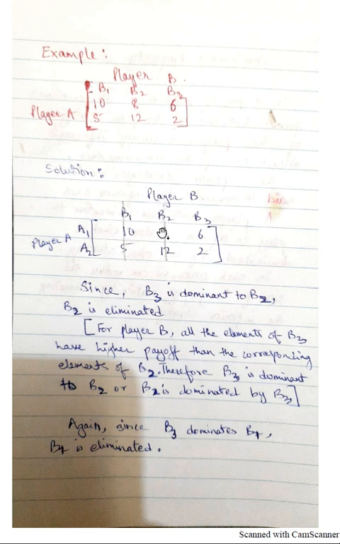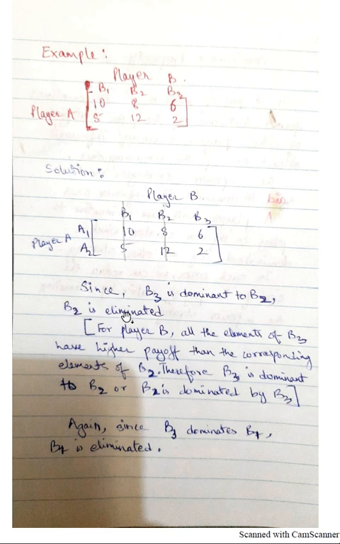What we do, we have struck it off with a pencil, notifying that it has been eliminated. Now what remains? We are now remaining with strategy B3 and strategy B1. Here I have written, for player B all the elements of B3 have higher payoff than corresponding elements of B2. Therefore B3 is dominant to B2, or B2 is dominated by B3.